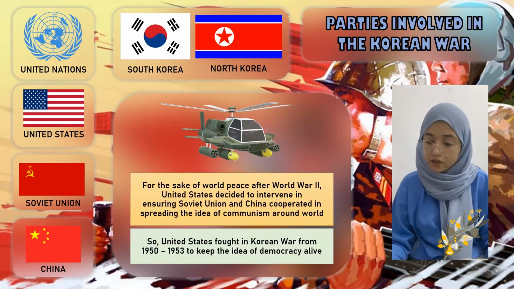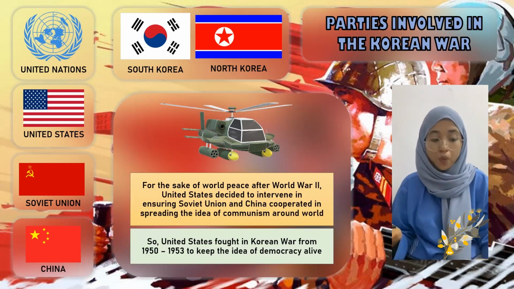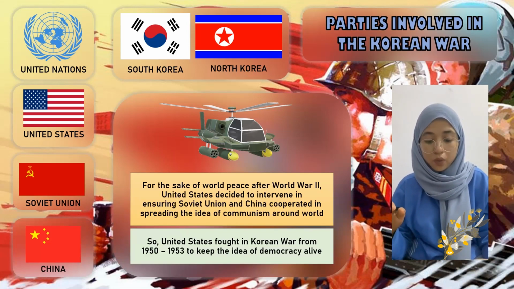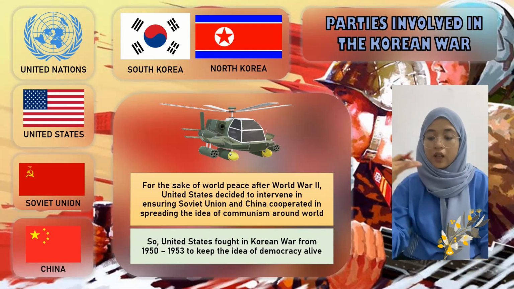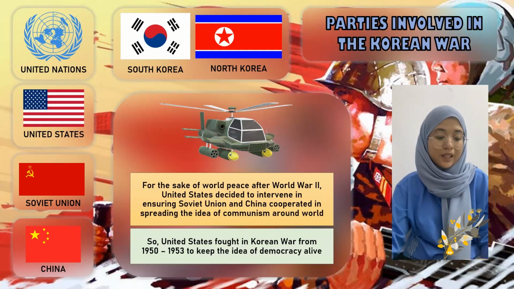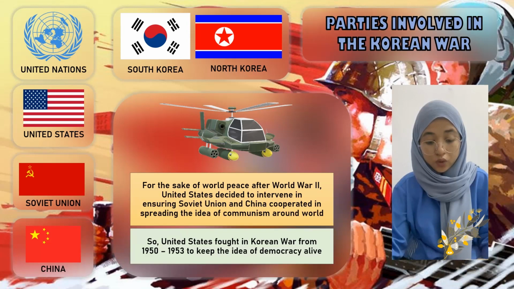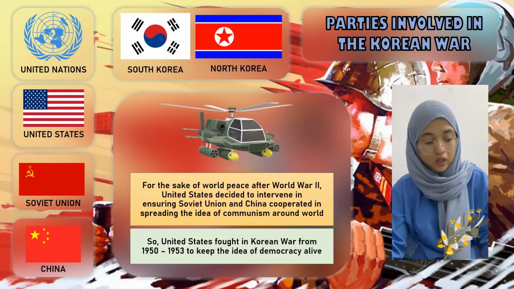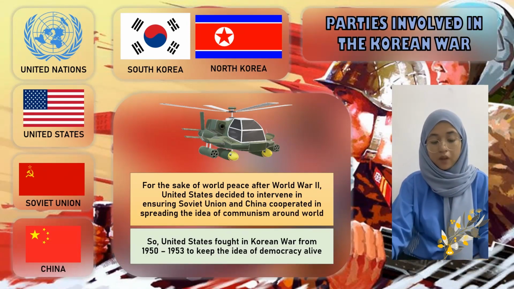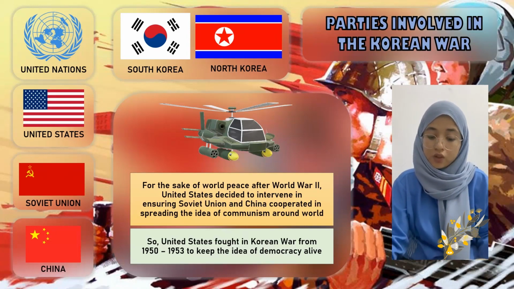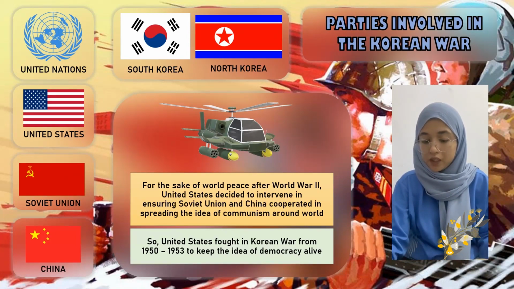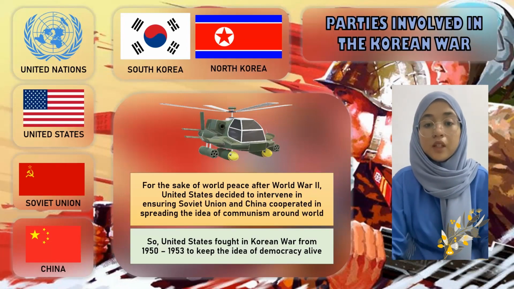The US never officially went to war with North Korea because the US wanted to keep the idea of democracy alive. North Korea, on the other hand, wishes to extend its communist power to South Korea. Therefore, South Korea, under an anti-communist government, fought with North Korea, under a communist government, in the Korean War, starting from 1950 until 1953. That's all for me.